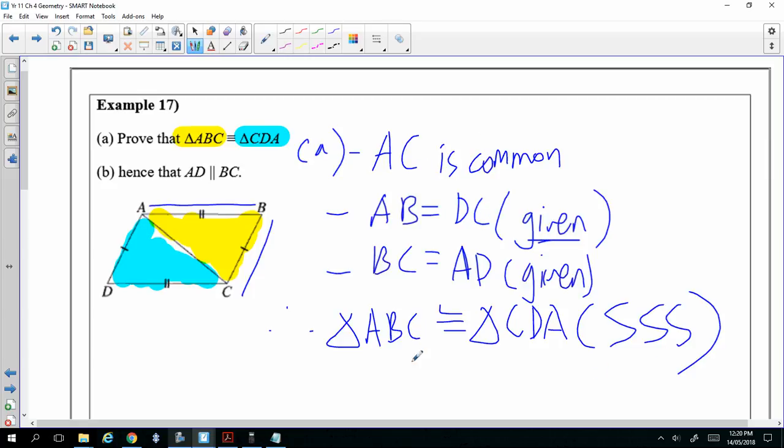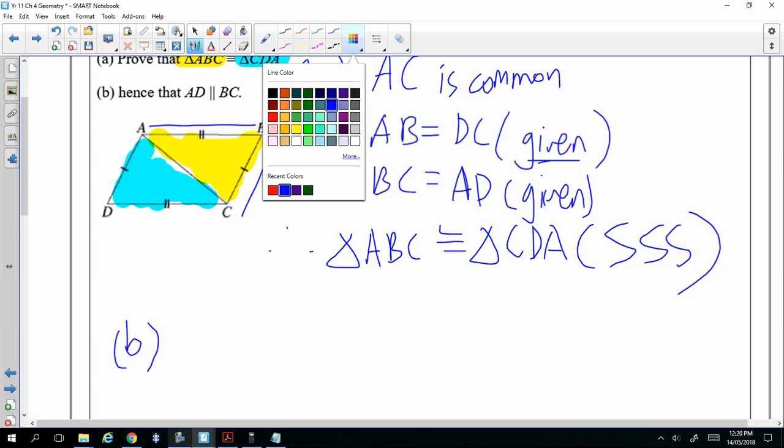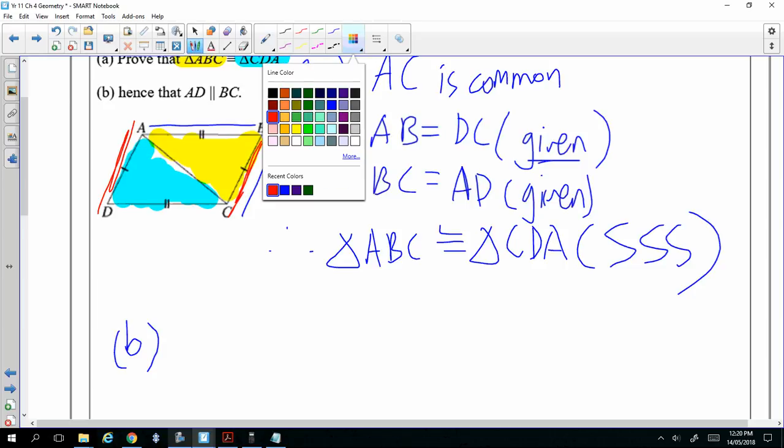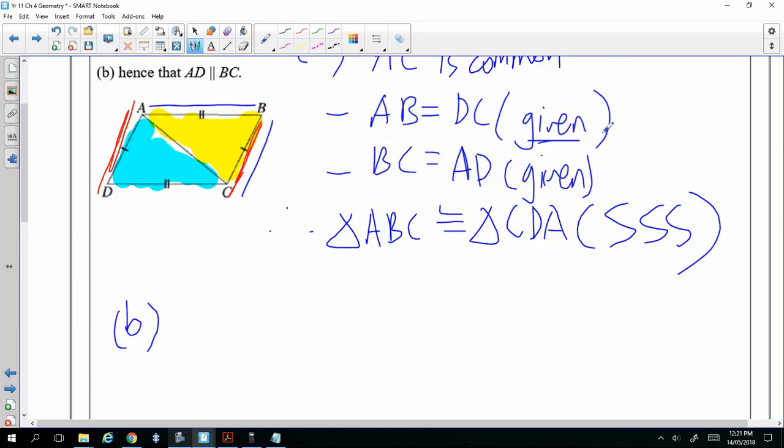Okay, part B. That part is a little bit more difficult. We'll try to prove 2 sides being parallel. Let's highlight where the parallel. So we've got the AD and the BC. You have to show they are parallel. Now, what are the tests to show lines are parallel to each other? How do I show if 2 lines are parallel? What are the tests? Alternate angles are equal, corresponding angles are equal, or co-interior angles are supplementary.